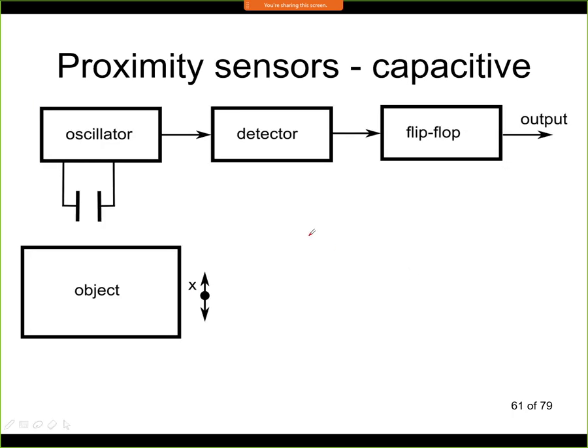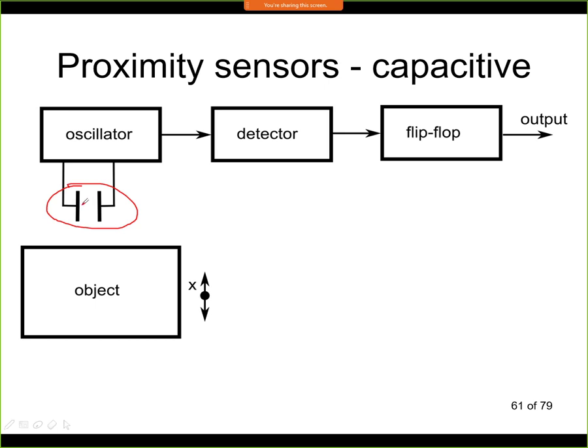Let's take a look on the second group of sensors, which will be based on capacity. As the name implies, we will be looking for changes of capacity of a capacitor. So our detection element is a capacitor, which is here, and the capacitor will again be powered by AC current. So this is then the role of this oscillator. So again, it will create an AC current that is fed into the capacitor.